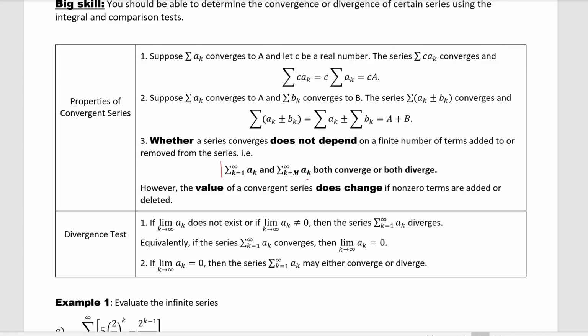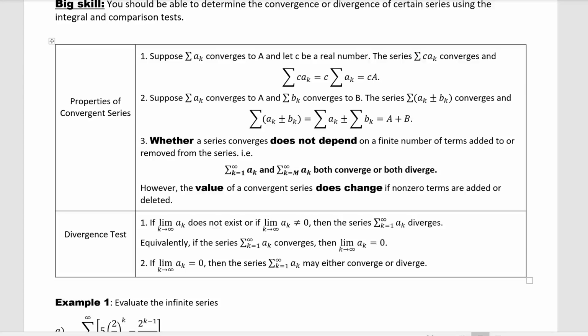So adding a finite number of terms or subtracting a finite number of terms will not change the convergence. However, if they converge, that will change the number which they converge to. That's why the value of a convergent series does change if non-zero terms are added or deleted. But if a series diverges, then the other one is just going to diverge as well if we just add some finite number of terms.